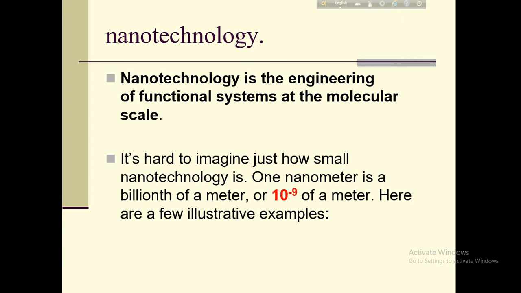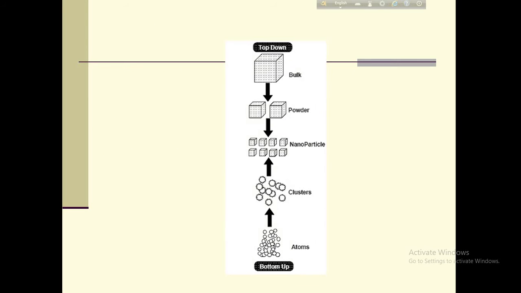And now nanotechnology. Nanotechnology is the engineering of functional systems at molecular scale, that is very small scale, and here we can remember the figure: 1 nanometer equals 10 to the power minus 9 meter, that is very short. There are two methods that implement nanotechnology. One is top down, another is bottom up.